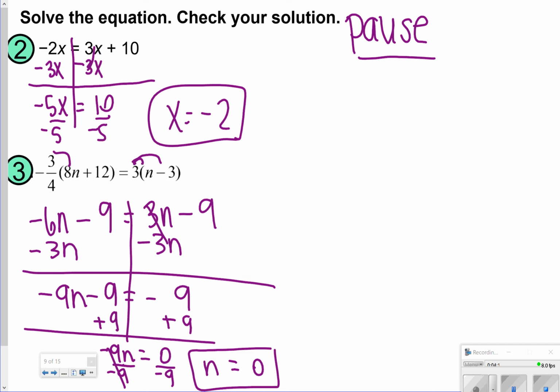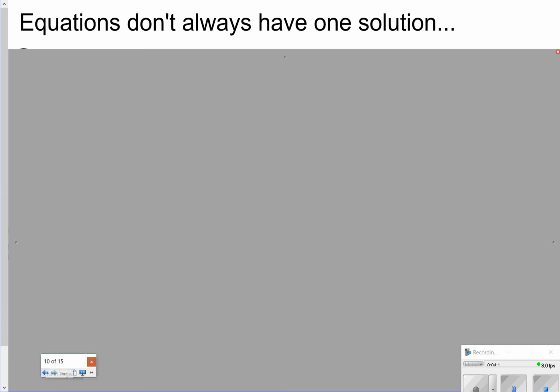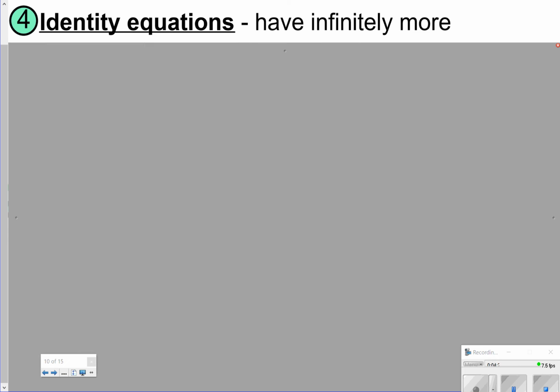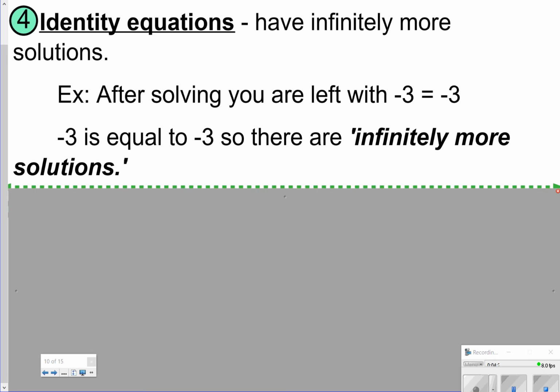All right? The next thing we're going to talk about is when equations have more than one solution or no solution at all. Okay, and so this is really important to write in our notes. The first thing we want to know is identity equations, and identity equations have infinitely many solutions. So after you solve, maybe for an example, you're left with negative 3 is equal to negative 3. That is always going to be true.